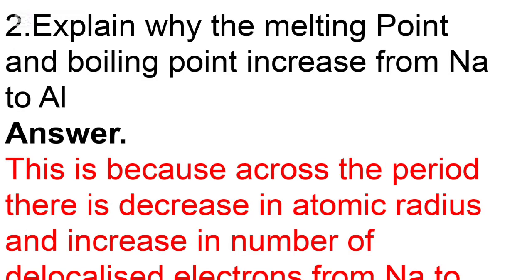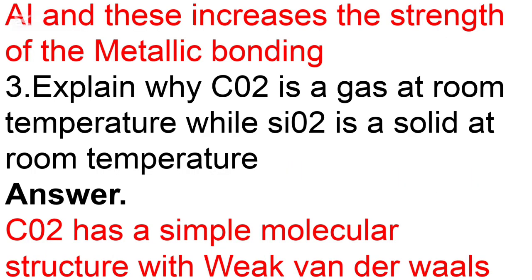Question number 2. Explain why the melting point and boiling point increases from sodium to aluminium. Why does the melting point increase from sodium to aluminium? The answer should be, this is because across the period there is a decrease in atomic radius and increase in the number of delocalized electrons from sodium to aluminium. And this increases the strength of the metallic bonding.